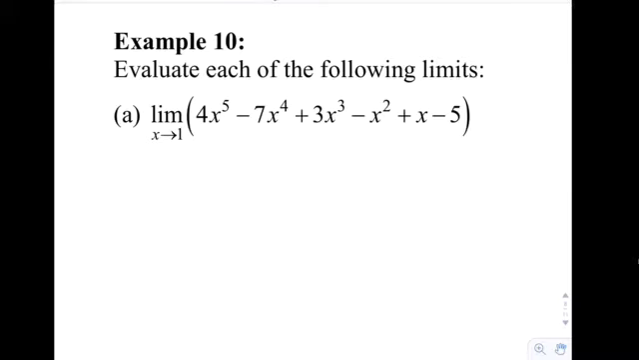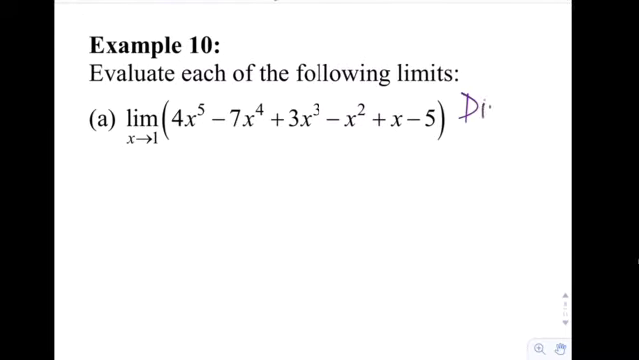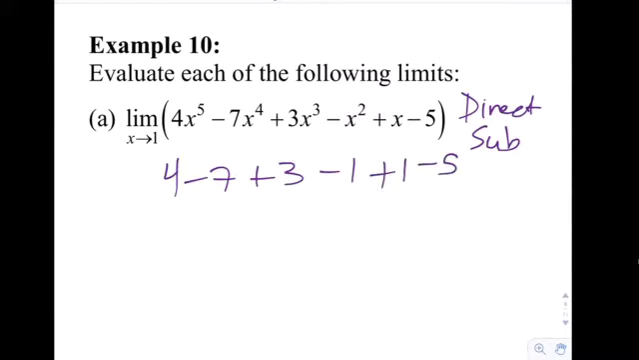No. But we're not approaching 11, we're approaching 1. So the limit is the function value. So to evaluate the limit, all we have to do is use what? Direct substitution. Yeah. So you plug it in, you get 4 minus 7 plus 3 minus 1 plus 1 minus 5.